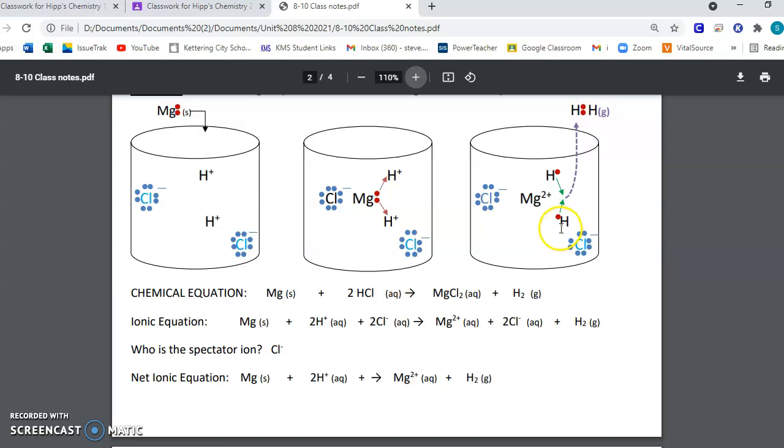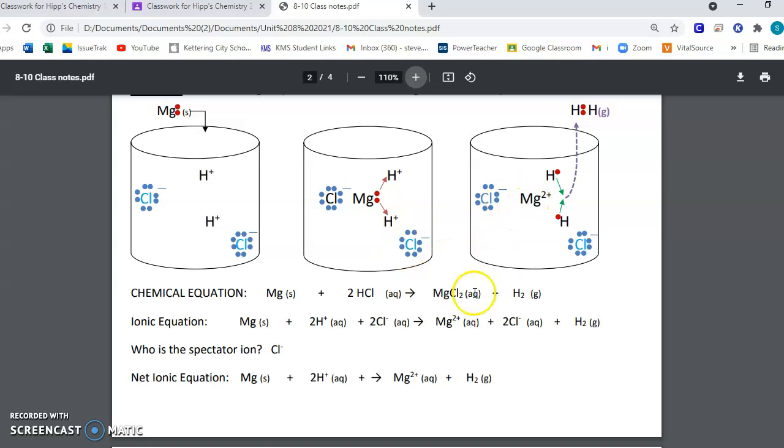The 2 H pluses in this container, the 2 H pluses took an electron, each having a total of 1. They share that 1 and form the hydrogen molecule. How do we write that in ionic form? Well, here we go. Ionic form, where they want you to write what's happening to the ions. So right before the reaction happens, we have Mg solid with 2 electrons. We have 2 H pluses floating around in aqueous, and we have 2 Cl minuses floating around.